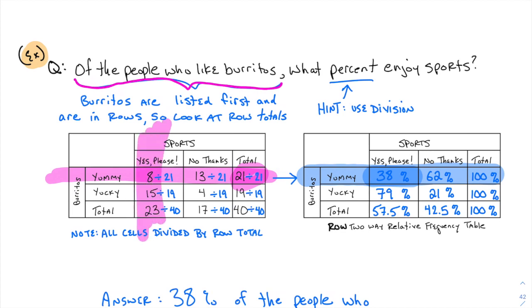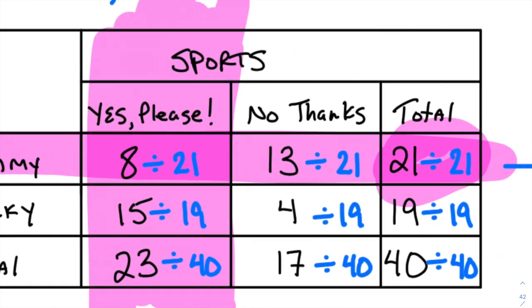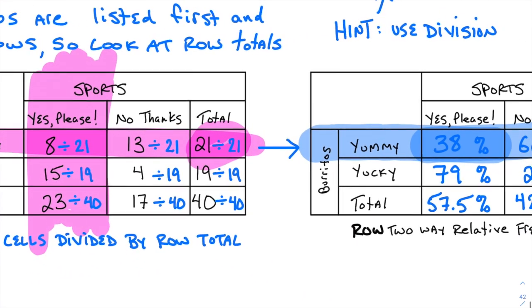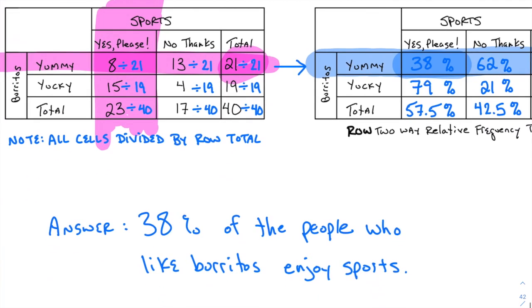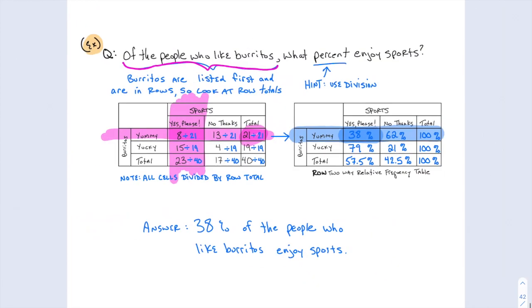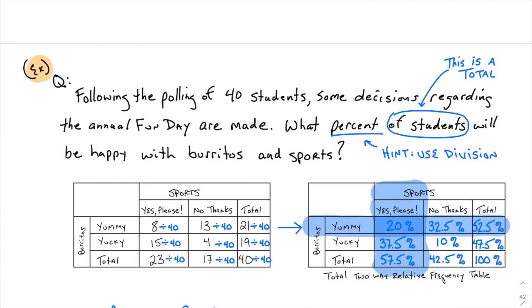So who likes the sports? This is the column that likes sports. So we're going to take 8 divided by 21. We're going to get 38%. My highlighting's starting to overdo it a little bit. We're going to get 38%, and the answer is 38% of the people who like burritos also enjoy sports. That's how this works. Let's look at a different question.